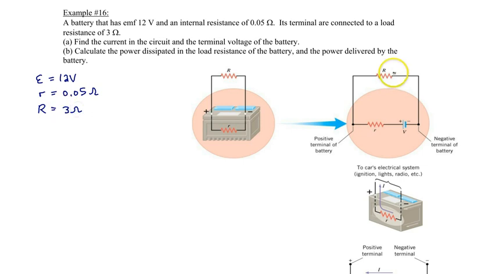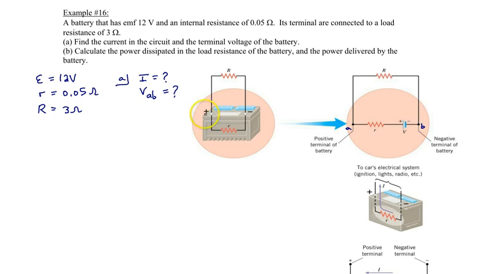We're asked in part A to find the total net current that is flowing through the circuit and the terminal voltage of the battery. So part A is: what is I, and what is the voltage across the terminals? We're going to label that AB. So here is the positive terminal, we'll call that A, and then B over here is the negative terminal.